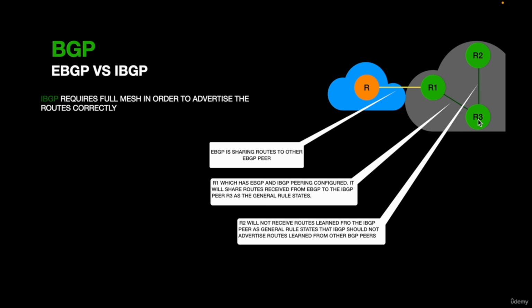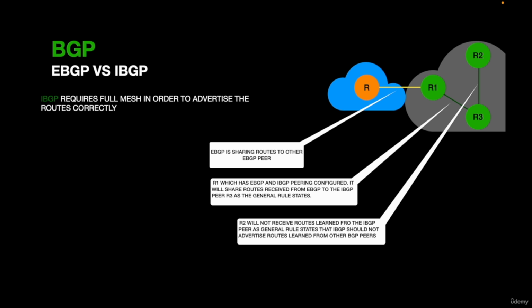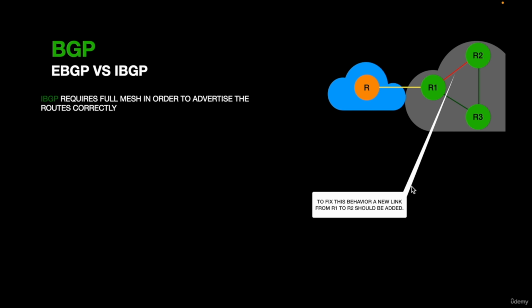But what will happen in this segment between R3 and R2? Let's see. As the general rule states, iBGP will not advertise routes learned from iBGP to other iBGP peers. So this means that R2 will not receive the routes which router R sent via eBGP to router R1. So in order to fix this behavior, we'll have to add a new link from R1 to R2.